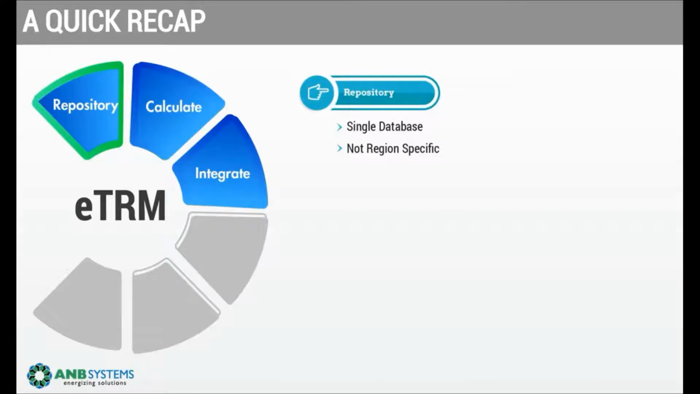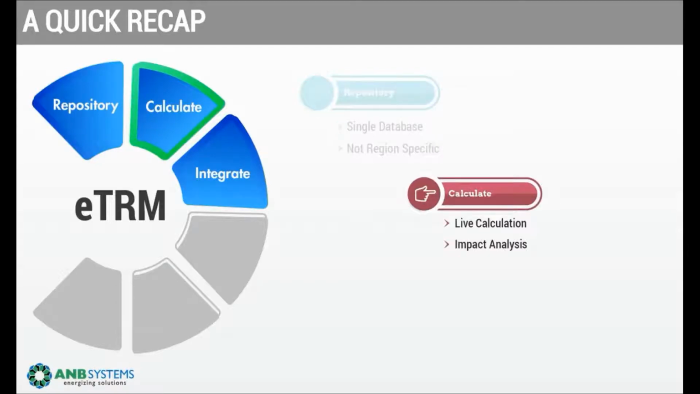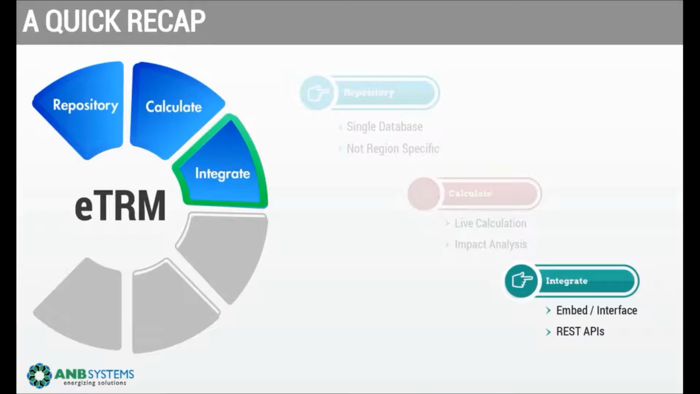So to recap, we've looked at 3 features of the consumer side of eTRM. The first feature is eTRM as a repository of TRMs and measures. The second is eTRM's calculation engine. These first 2 features combined allow users to calculate measure savings defined by the published authority. The third feature we discussed is integration.